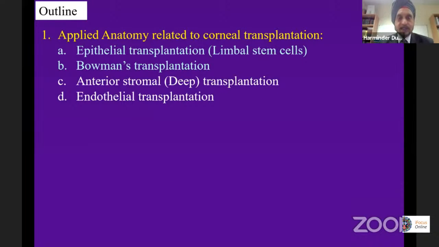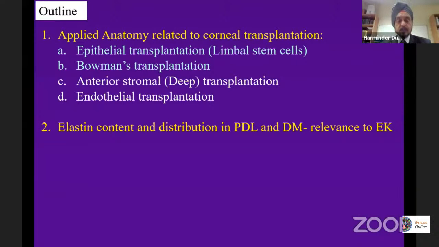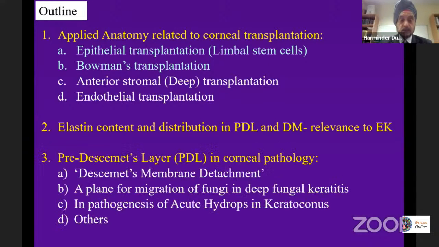If you look at the applied anatomy related to corneal transplantation, one would have to start with epithelial transplantation, Bowman's transplantation, anterior stromal, which is deep anterior lamellar transplantation, and endothelial transplantation. I'm not going to cover the top two, which are in light blue, but the C and D. And then I'm going to talk specifically of something relatively new about the elastin content and distribution in the posterior part of the cornea relevant to endothelial keratoplasty, and then look at some pathological conditions where there have been fundamental and paradigm shifts in our understanding of these conditions from what we have thought them to be for hundreds of years.